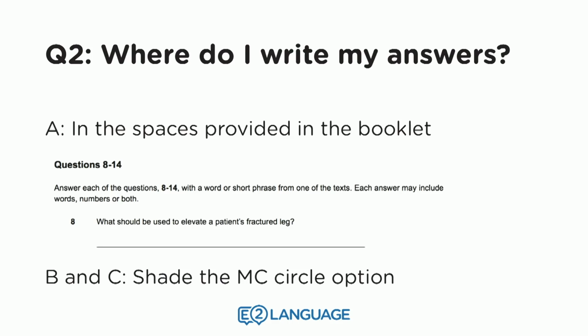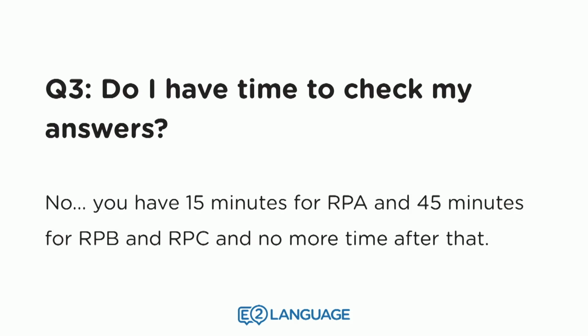And for parts B and C, you just shade the multiple choice circle option, A, B, or C. Question 3, do I have time to check my answers? No. You have 15 minutes for reading part A, and that's it, and you have 45 minutes for reading part B and part C, and there's no more time after that. So answer the questions as you go. Don't save time at the end because there is no time at the end.